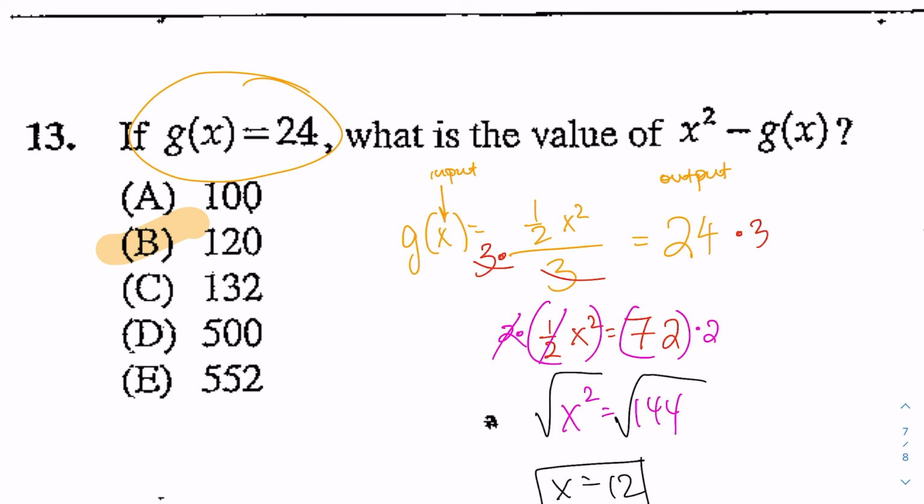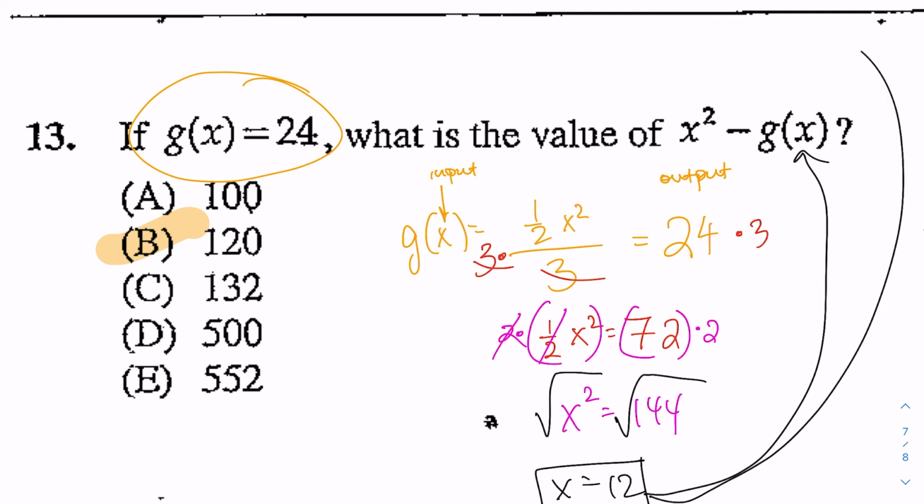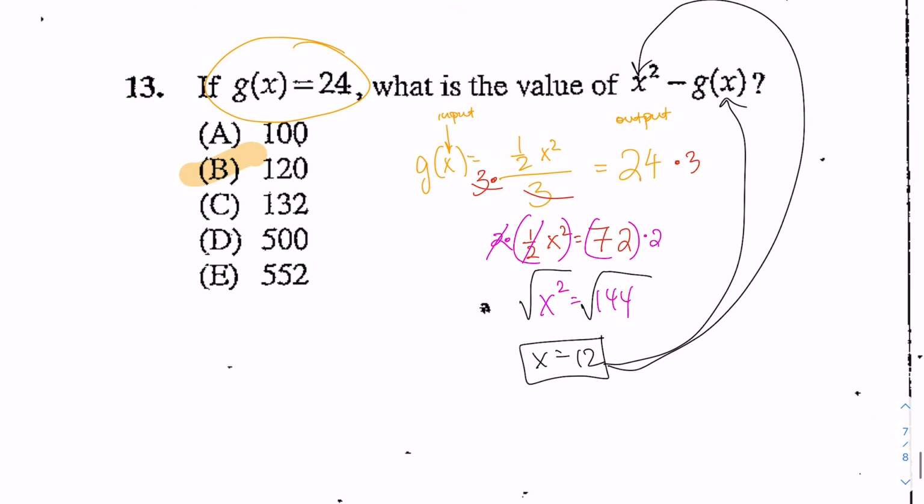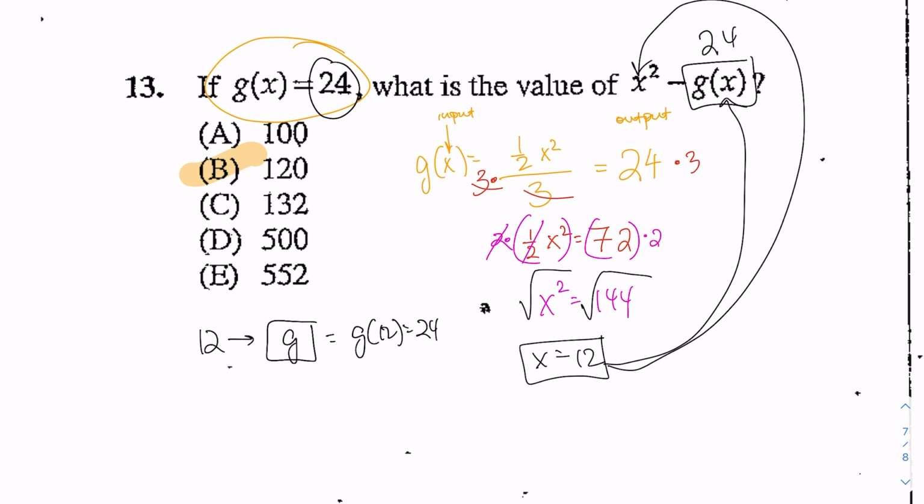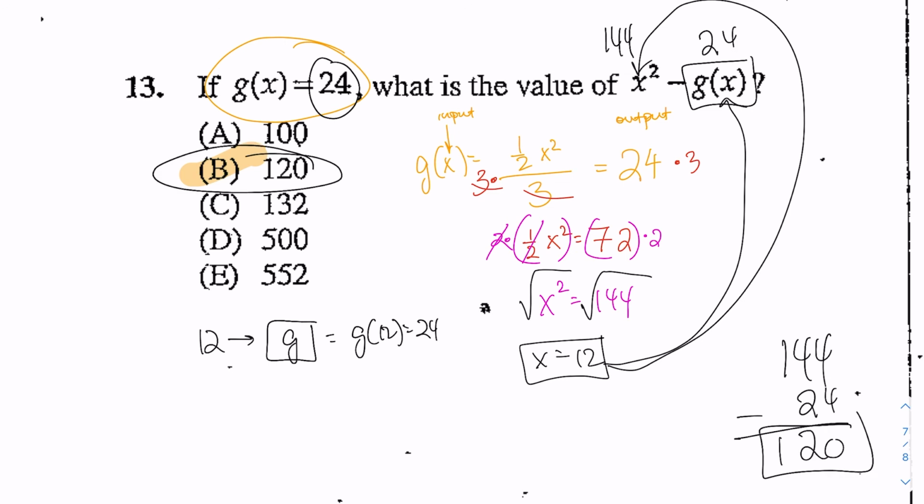Now, once you know that x is equal to 12, you'll have to substitute in 12 for g of x again, and x squared. Now, you already saw for g of x. If you substitute in 12, you'll just get back 24. Because you plug in 12 into this function g, you get g of 12, which is equal to 24. Like we just solved for that. So g of x is equal to 24, but x squared is 144. So you'll want to do 144 minus 24, which is equal to 120, which is choice B.